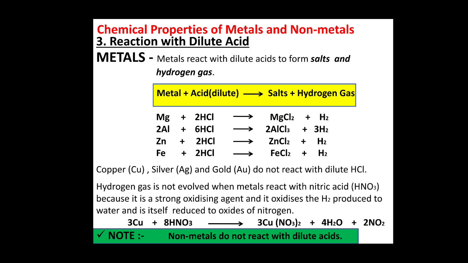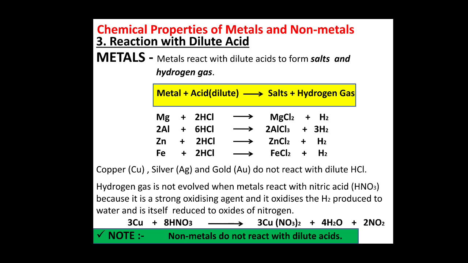Hydrogen gas is not evolved when metal reacts with nitric acid. I have given here the examples of reaction with the acid called hydrochloric acid, but children remember, hydrogen gas is not evolved when these metals react with nitric acid. Why does it happen so? Because it is a strong oxidizing agent and it oxidizes the hydrogen produced to water and is itself reduced to oxide of nitrogen. Just for your understanding, I have given it in detail; you will study it in your higher class, in 10th standard basically.